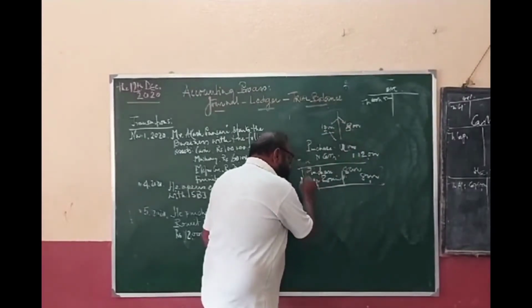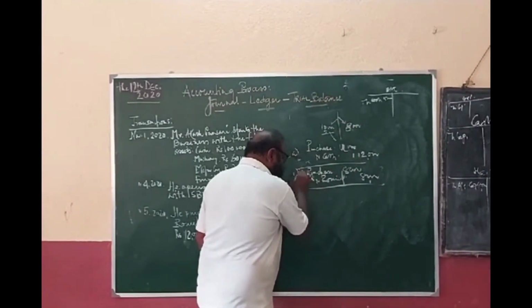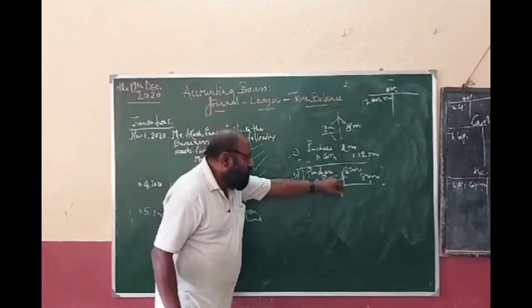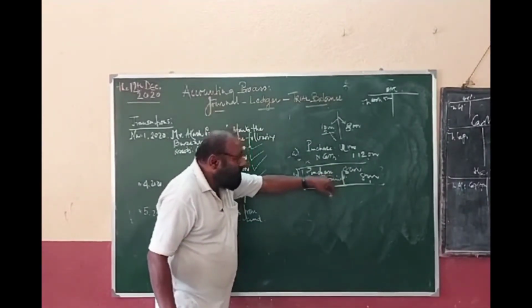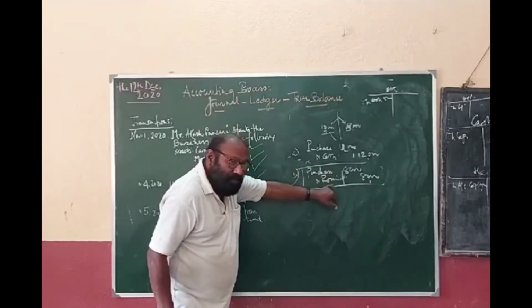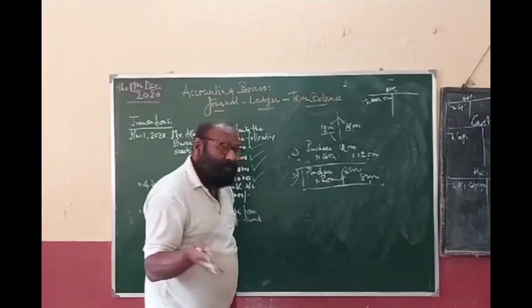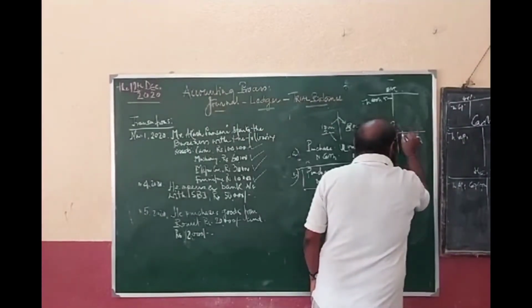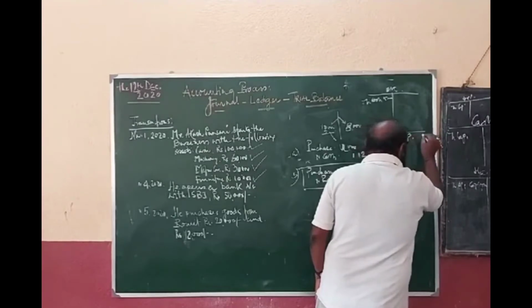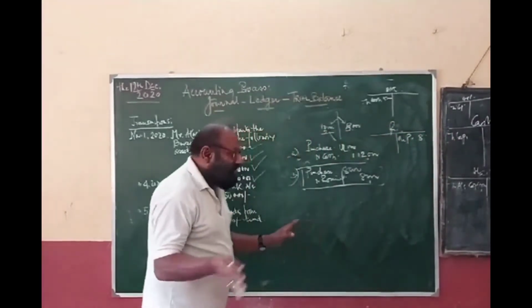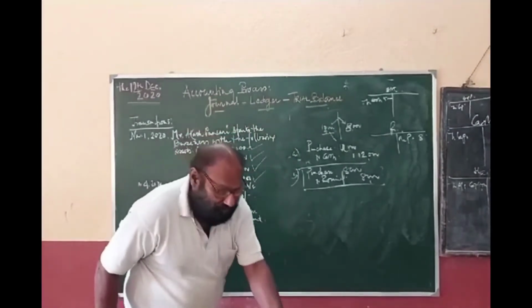Next part, part B. This part is credit purchase. So purchase account debit to Rohit. We have the purchase account, so in purchase account we should write to Rohit. And in Rohit account we will write by purchase. How much? 8,000. Clear? So this is the second one.